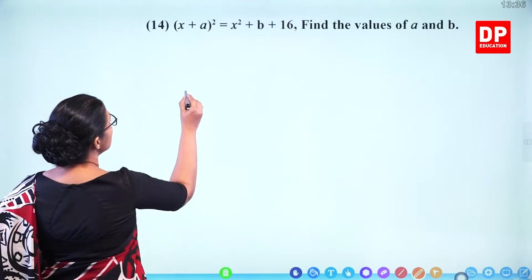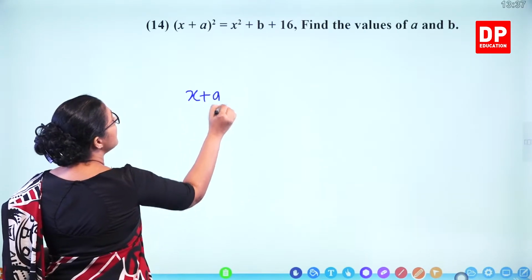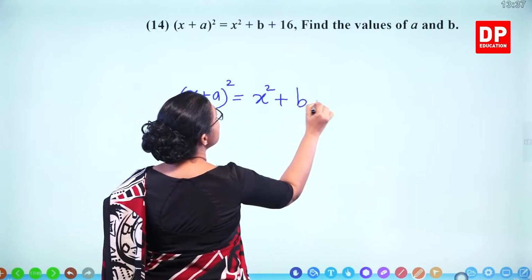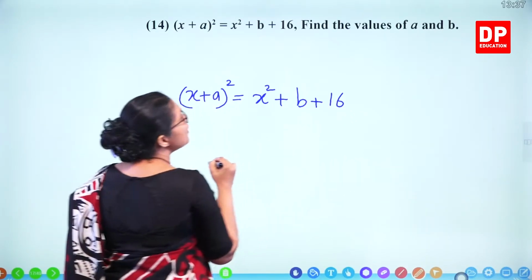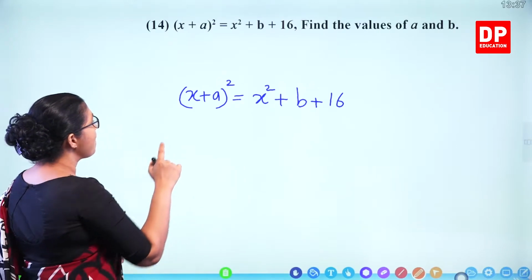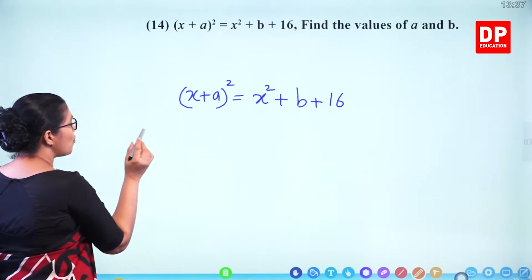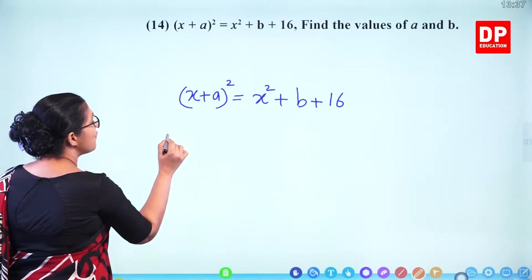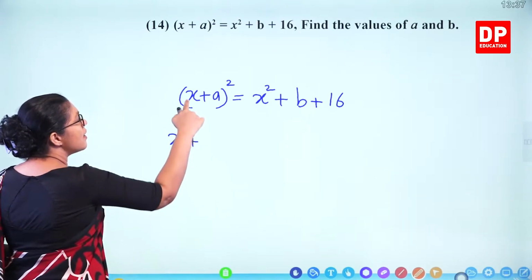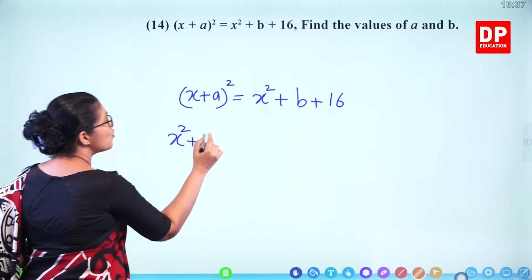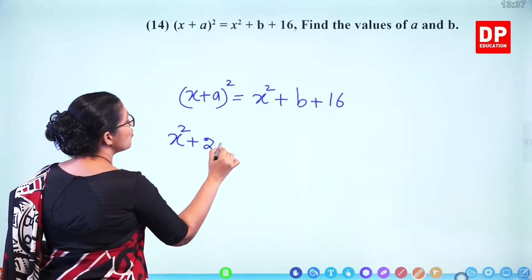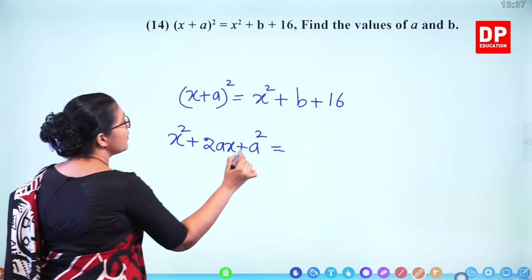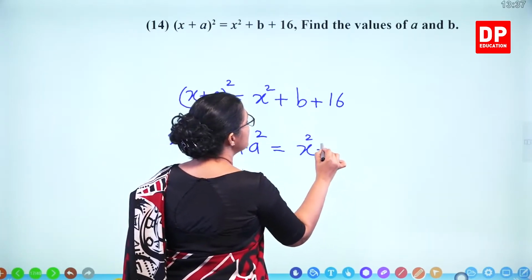(x + a)² is equal to x² + bx + 16. Find the values of a and b. Now, try to expand. So, what is (x + a) into (x + a)? Can you remember? Square of the first one, multiplication of these two with 2, that is 2ax, plus a². If you can't remember, you can do it separately.